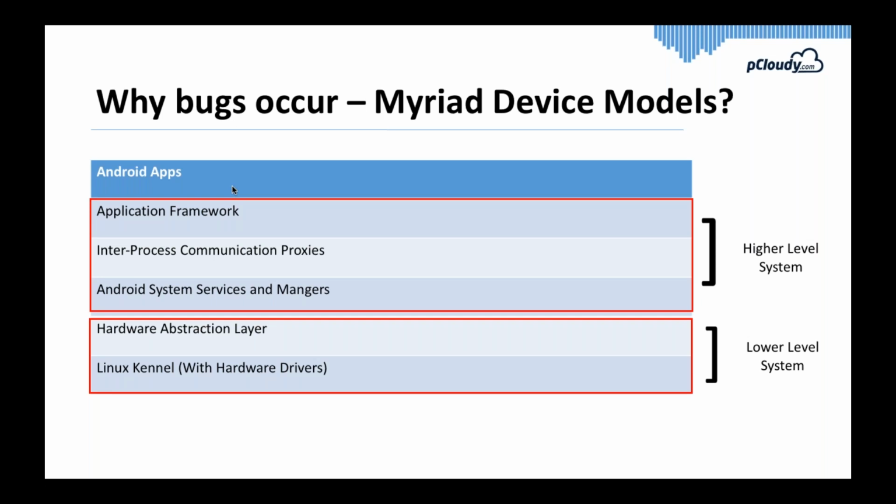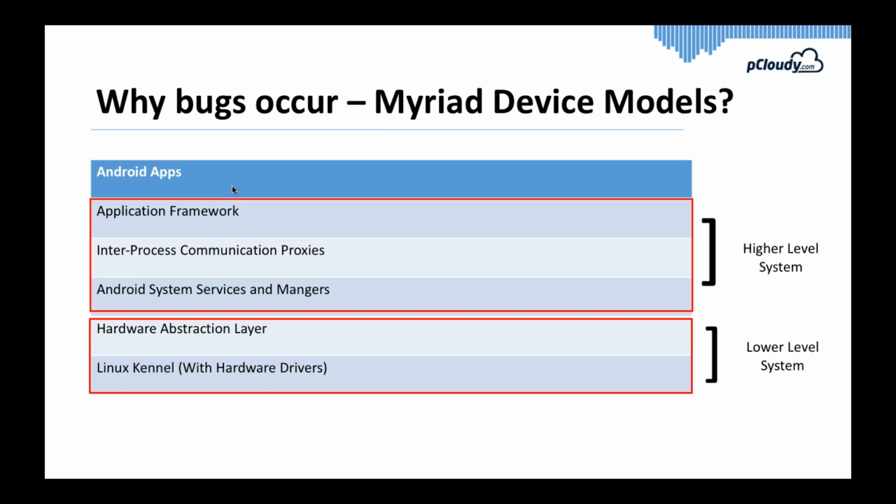So for example, if there is a new kind of voice recognition system available in a particular device model, they will create those specific drivers at the hardware abstraction layer, which will be used by the APIs in the higher level system. That's where device specific driver creation happens. Now, if those drivers are not properly created and have certain bugs, the APIs consuming those drivers also will have bugs. So that's where we see a lot of compatibility issues.